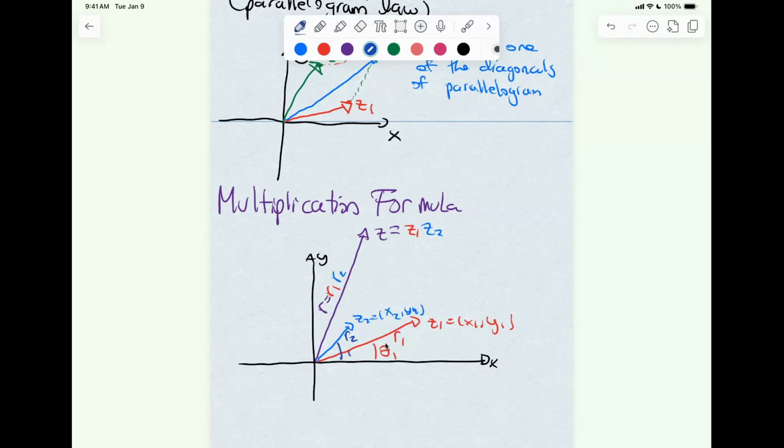So what I'm saying is that you multiply the lengths and you add the angles. If this was an angle theta1 and this is an angle theta2, the new angle will be theta1 plus theta2. So angles add, and lengths multiply.